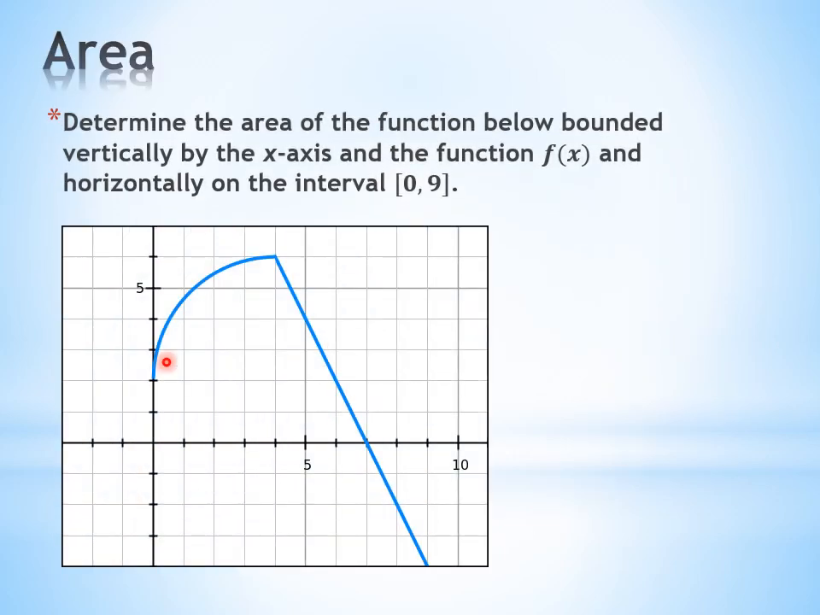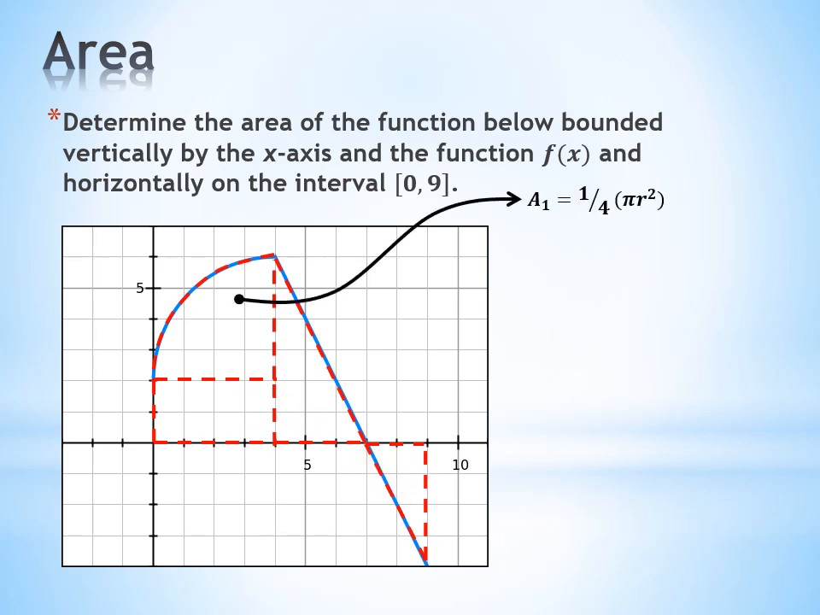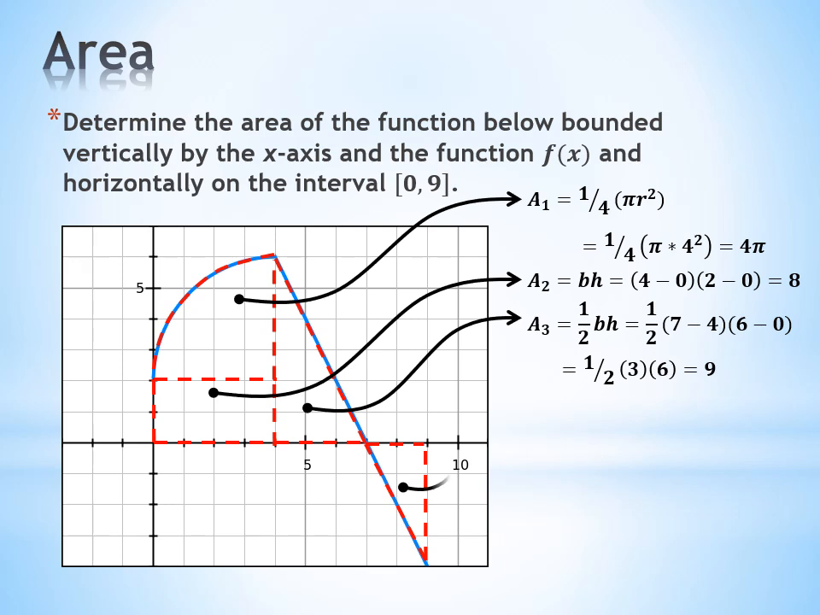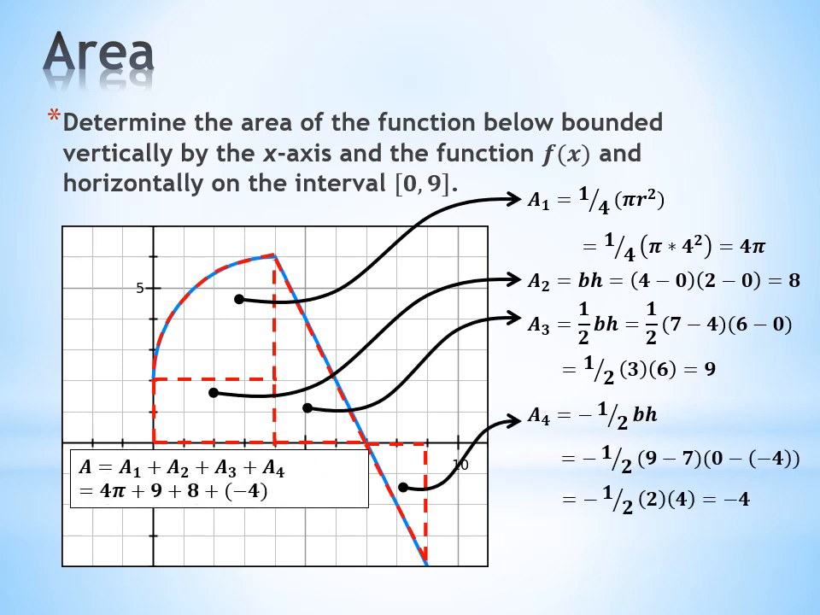Next example, we have what looks like a semicircle here as well as a straight line, and we need to take the area from 0 to 9. So then we break it off into shapes that we can deal with. So we got effectively 1/4 of a circle right here, then we got a rectangle, a triangle, and this triangle that is below the x-axis is going to be a negative area. Figuring out each one of these, that quarter circle is going to be 1/4 of pi r squared, which is equal to 4 pi. The rectangle at the bottom is going to be equal to 8. The triangle is going to be equal to 9, and then that triangle that goes below the x-axis is going to be equal to -4. So when we add all of these together, we get a total of 4 pi plus 13.